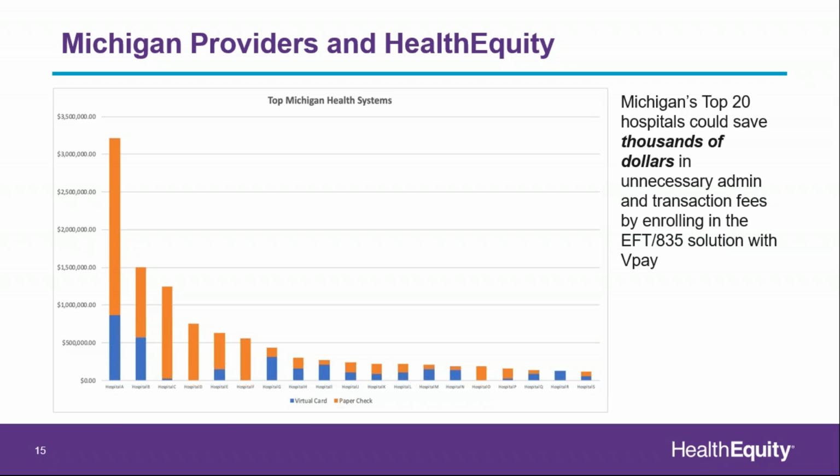What we've done here is look at the distribution of the top health systems and hospitals in the state of Michigan. We've anonymized this, so we don't have the names of the hospitals, but you can see there are 20 hospitals on this diagram that have over $100,000 in payments from us on behalf of our members and your patients coming to you in non-EFT format, either as a virtual card or as a paper check. And you can see the number one hospital is getting almost $3.5 million a year in paper checks and virtual card.